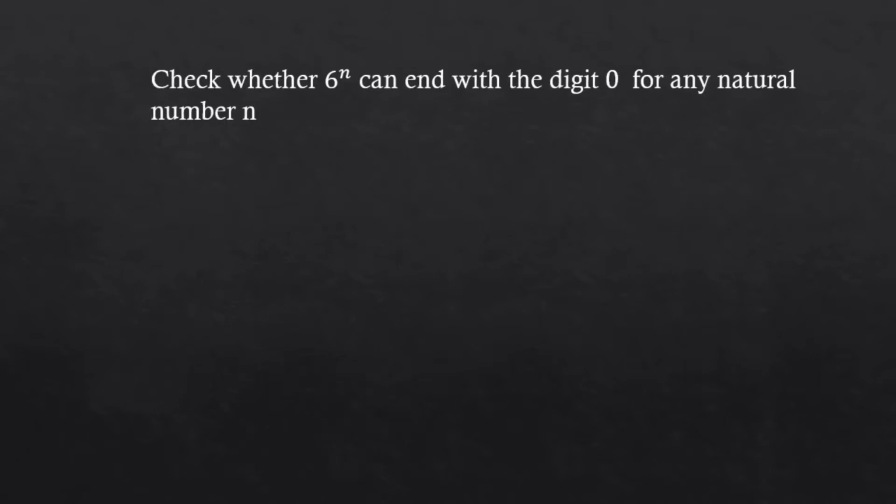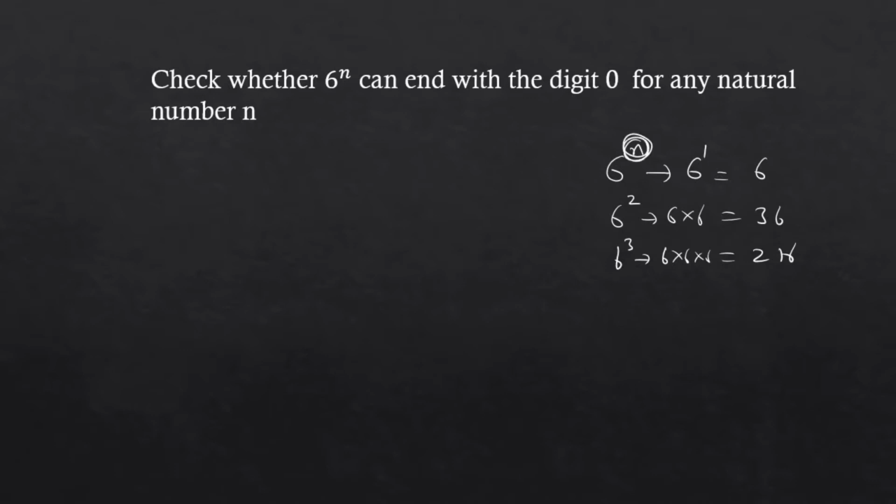And one more example, last example. Let me finish. Check whether 6 to the power of n can end with the digit 0 for any natural number n. What is 6 power n? In the place of n you put any natural number. 6 power 1 means 6. If you write 6 square, that means 6 6s are 36. If you write n as 3, 6 3 times is 216. Likewise, if you change n with different natural numbers, you will get another number.